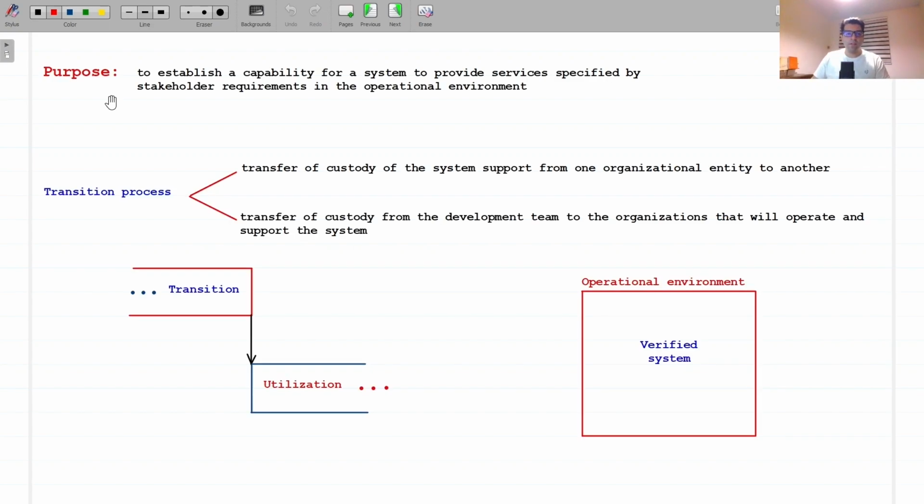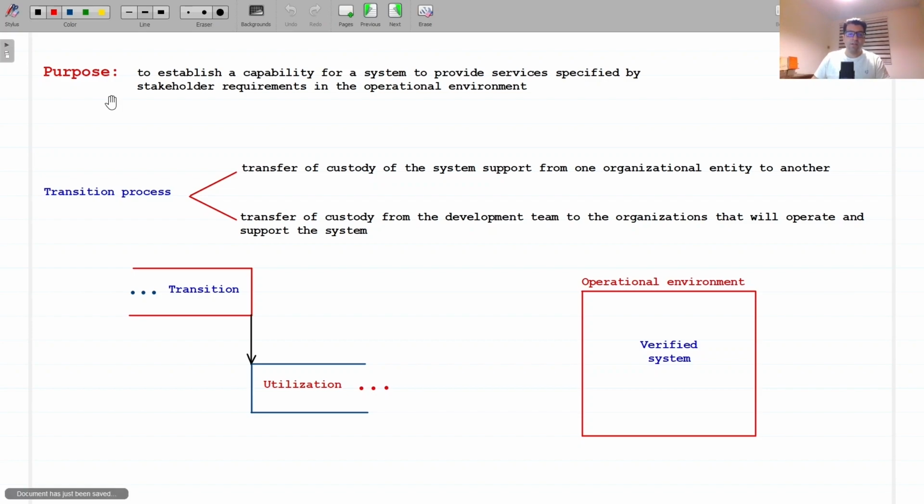The purpose of the transition process is to establish a capability for a system to provide services specified by stakeholder requirements in the operational environment. Ultimately, the transition process enables the transfer of custody of the system and responsibility for system support from one organizational entity to another. This includes, but is not limited to, transfer of custody from the development team to the organizations that will subsequently operate and support the system.